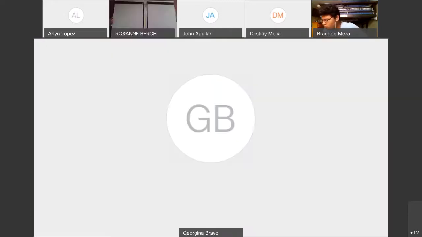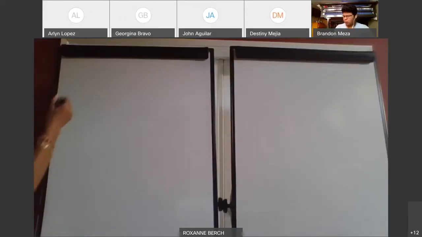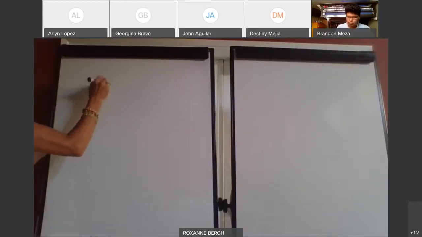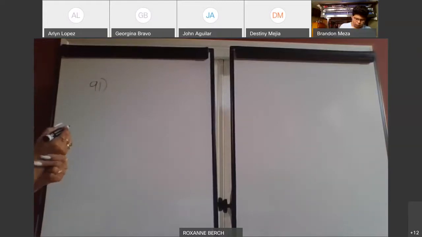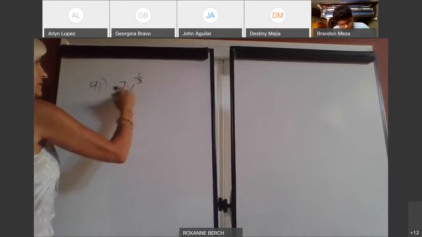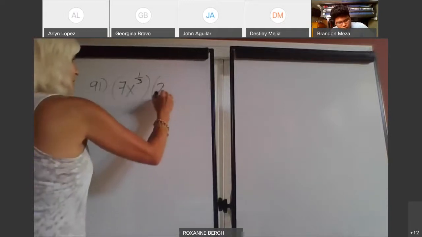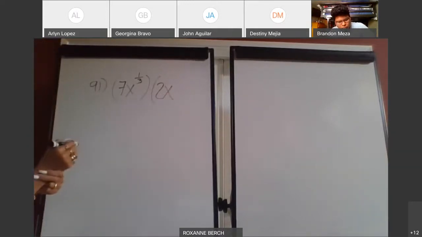Can you do number 91? Yeah, you have to know how to do this. Rational exponents. So 7x to the 1/3. What is it? 2x to the, was it 1/4?